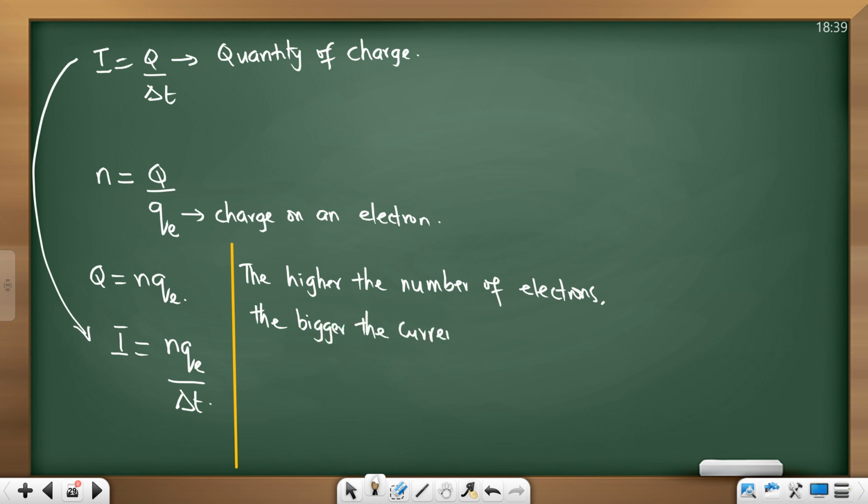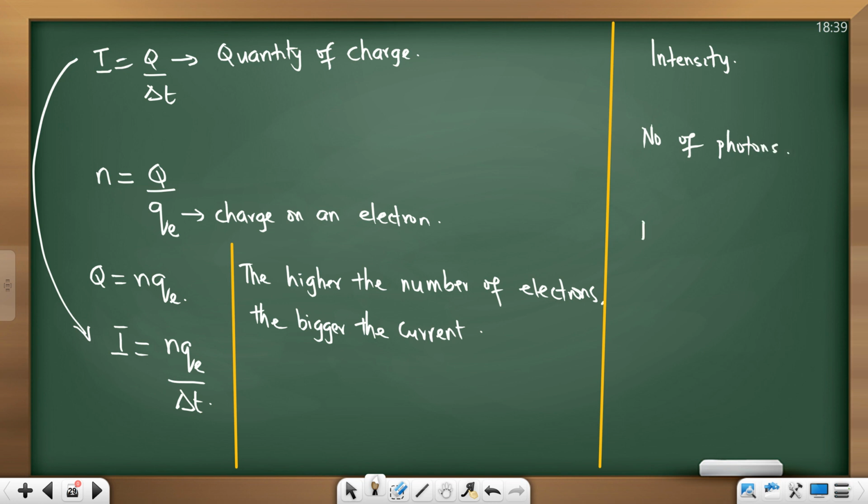And do you know what causes the number of electrons to increase? More photons. I don't know if you are connecting the whole thing. When you have more photons, you are going to have what? More electrons. There is a summary. If I increase intensity, what will intensity affect? Number of photons. If the number of photons increase, what's going to increase? The number of electrons. What will increase? Current, which is your ammeter reading.